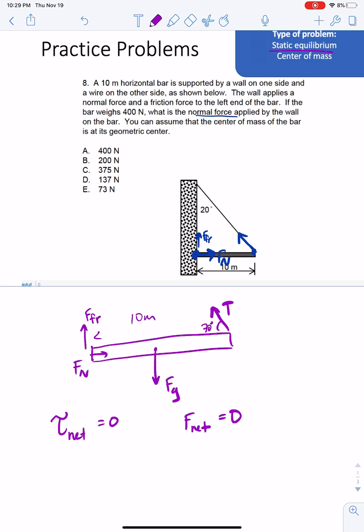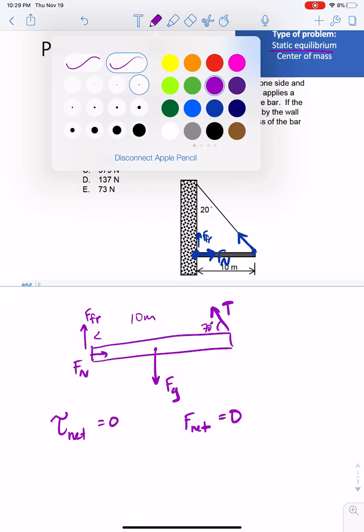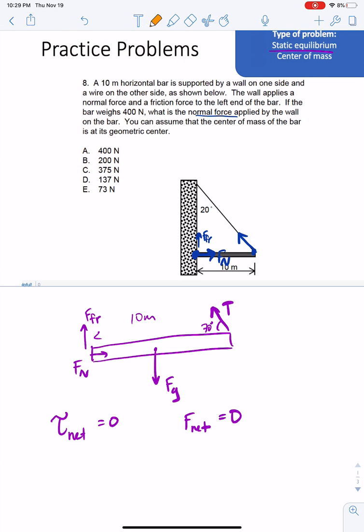So in a static equilibrium problem, where you need to find the net torque, you can choose any point that you want to calculate your net torque around. And it's often easiest if you pick a point where there's a force that you don't know, because then you won't have to find the torque from that force. But again, remember, you can pick any point that you want when it's static equilibrium. No matter what point you pick, the net torque will always be 0.